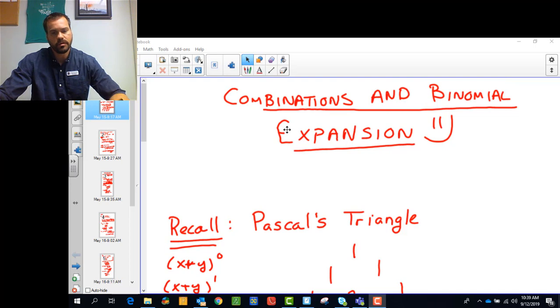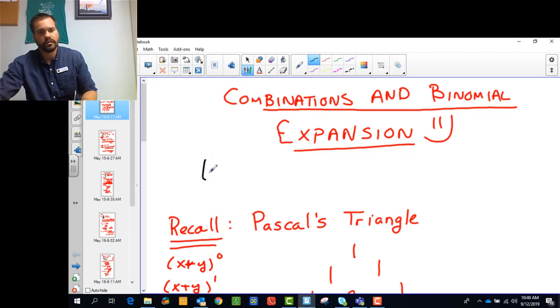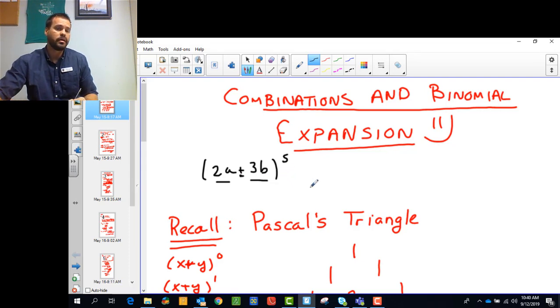And binomial expansion just means you're trying to expand a binomial, meaning two terms. So you're going to start with x plus y to some power. It doesn't have to be x and y. It can be anything, like 2a plus 3b to the fifth power would be a binomial because it has two terms. It could be plus or minus. Either way, it works. And we're going to apply combinations to binomial expansion.